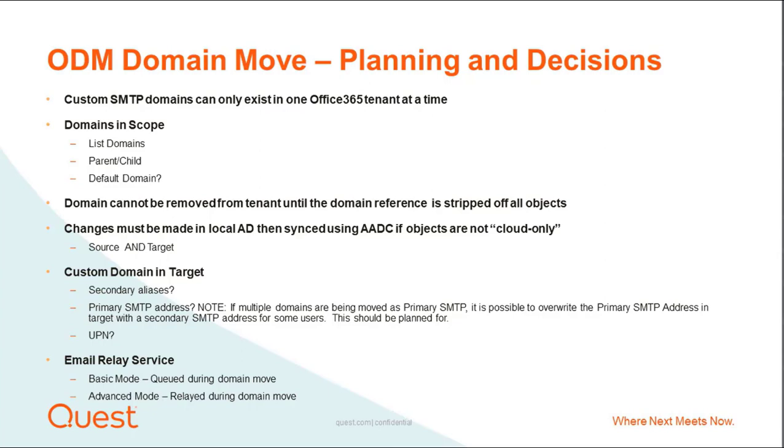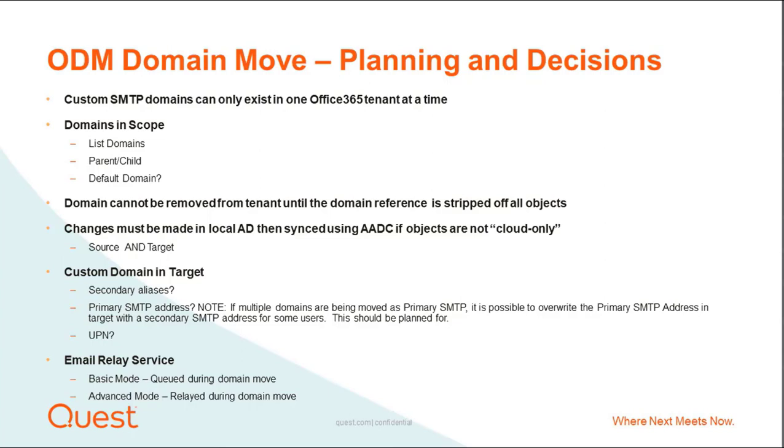After the domain is added and verified in the target tenant, the next decision to take is, should we add the corresponding address of the domain as a secondary address or as a primary address? Do we need to change the UPN in the target tenant to the domain that is being moved? So these are some of the decision points to be taken.